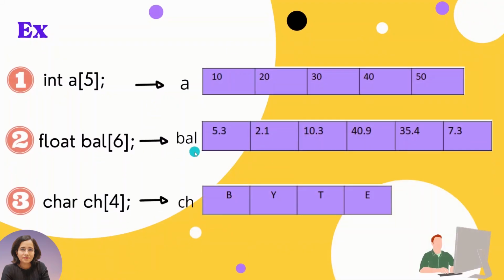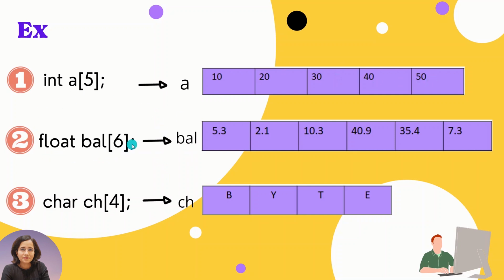Let's consider some examples. In the first example, I am creating an array of integer data type. The name of the array is A and the size is 5, which means I can store a maximum of 5 elements. So you can see here I have got the memory blocks for 5 elements, and some random values I have considered here: 10, 20, 30, 40, 50.